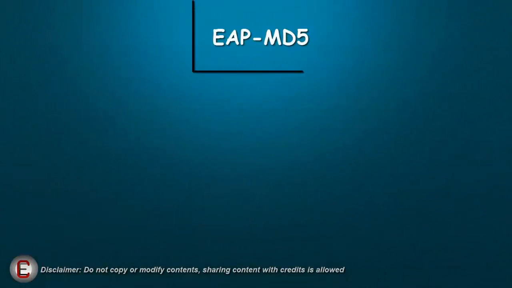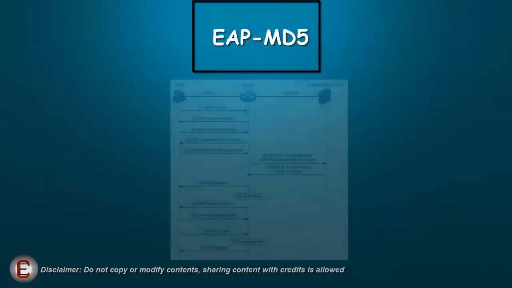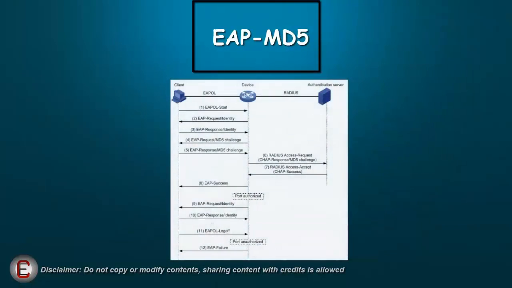The EAP-MD5 challenge method, which is described in RFC 2284, enables a RADIUS server to authenticate a connection request by verifying an MD5 hash of the user's password. The server sends the client a random challenge value, and the client proves its identity by hashing the challenge and its password with MD5. The diagram displays the flow of different packets between the three components. This method is vulnerable to replay attacks and is avoided in today's networks.